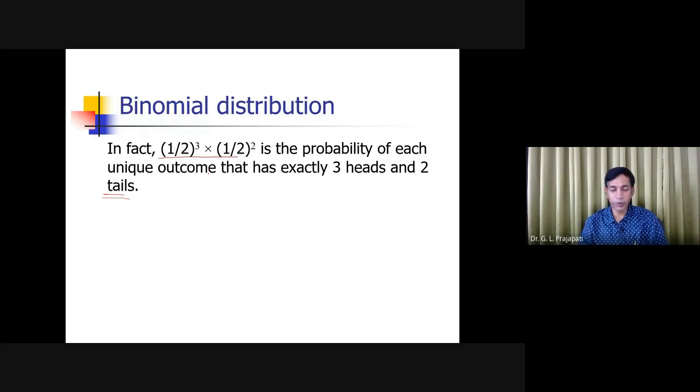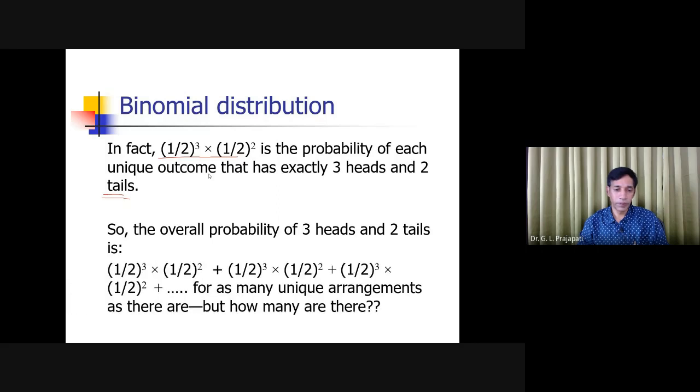So you have to see all the possible combinations. So the overall probability for 3 heads and 2 tails, you can say like this. This is for one arrangement. This is for the next arrangement. This is for the next arrangement. Means you have to find out how many such arrangements are there. But how many are there? You have to determine.